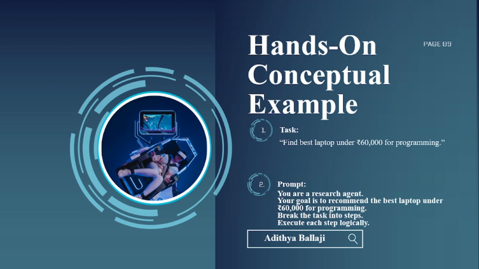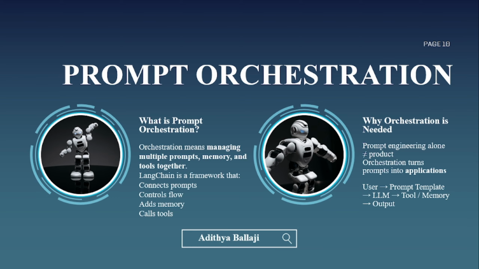Here we took an example of finding out the best laptop under 60,000 for programming. Then prompt orchestration. What is basically an orchestration? It works like an orchestra. Everything plays its part, but together they give you the output.